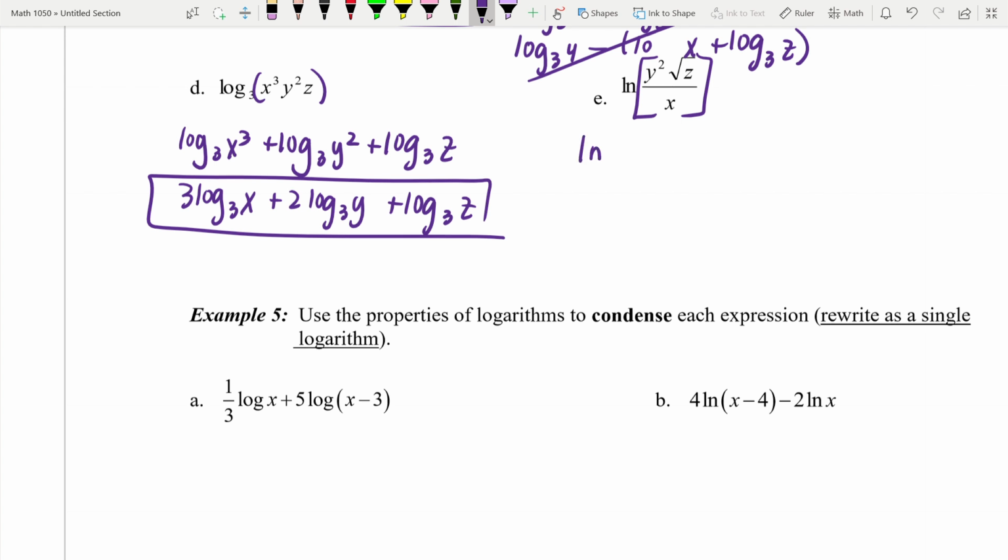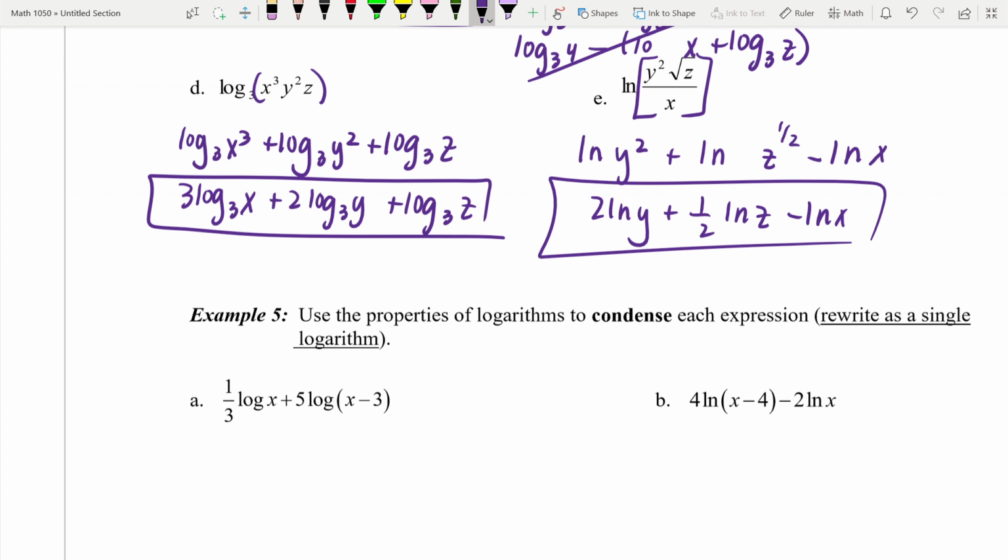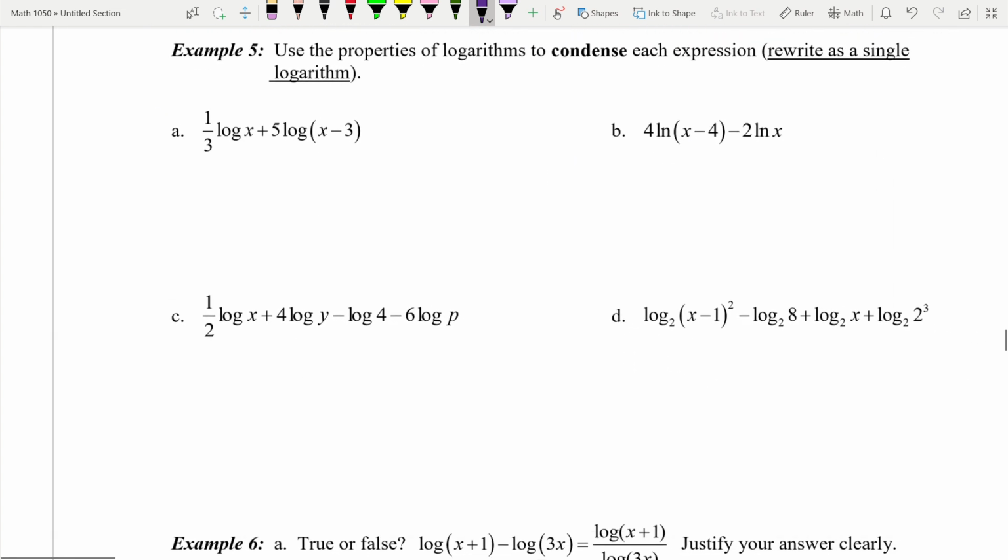Okay, so you go ln y to the 2nd plus the ln of square root of z minus the ln of x. Now take your eraser, get rid of the square root of z, write it as z to the, tell me, 1/2. Good. Now what do I do to finish? Pull your exponents, right? So you have 2 ln y plus 1/2 ln z minus ln x. That's your answer, and you're done. Easy. Who says I'm totally good with this? I get this. Great.